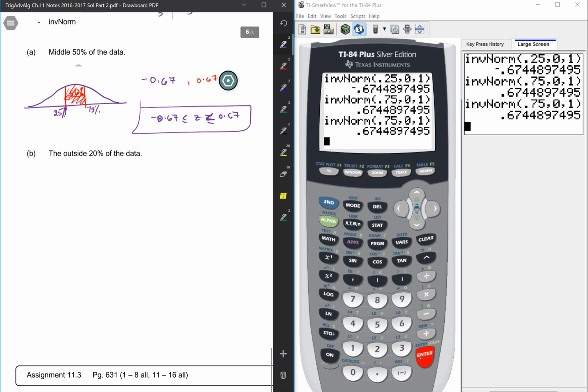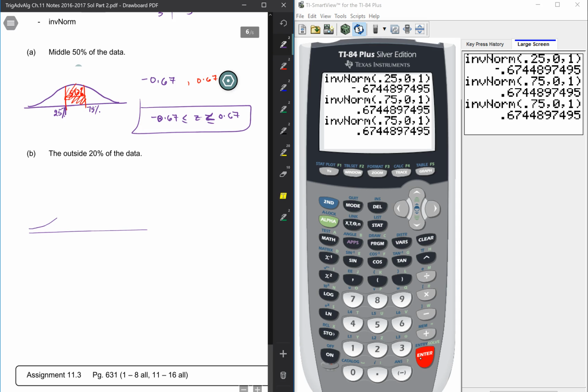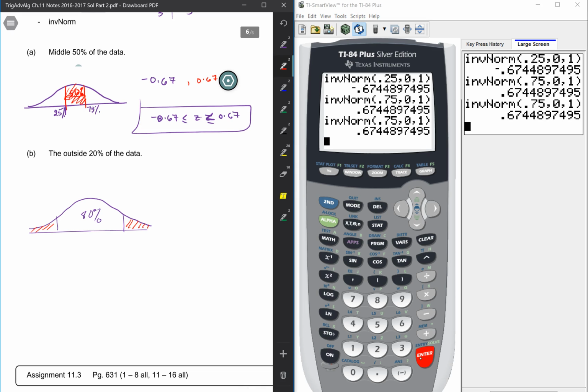So next, what about the outside 20% of data? Okay, so now if I want the outside 20%, that means the inside is how many percent? 80%. But what I want is the outside 20%. Okay, so if it's the outside 20%, each side is 10 and 10. So it's 10 here and 90 there.